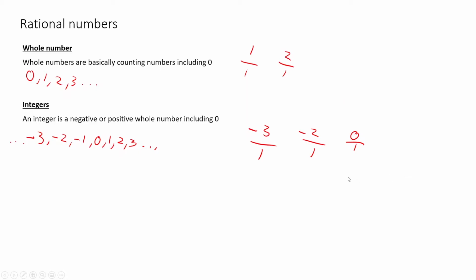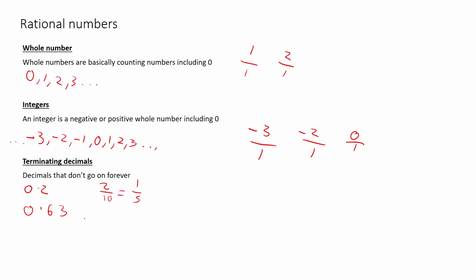Next, we have terminating decimals. Terminating decimals are decimals that don't go on forever, such as 0.2 or 0.63. 0.2 can also be written as 2 over 10, which is equal to 1 over 5. 0.63 can be written as 63 over 100, which cannot be simplified.